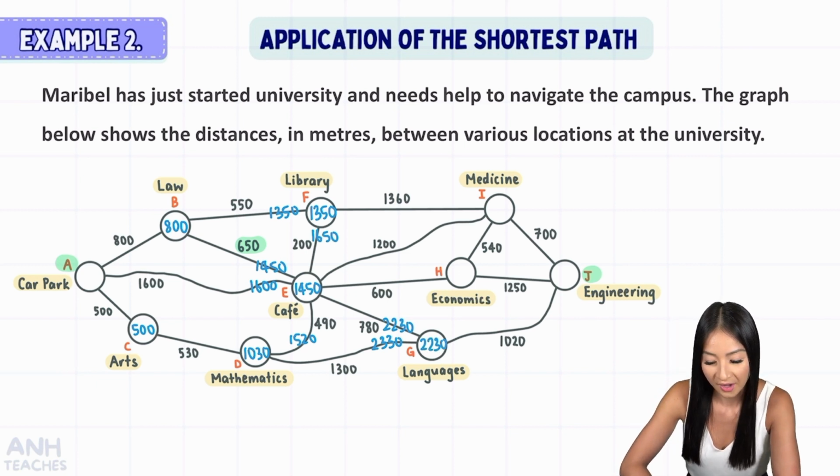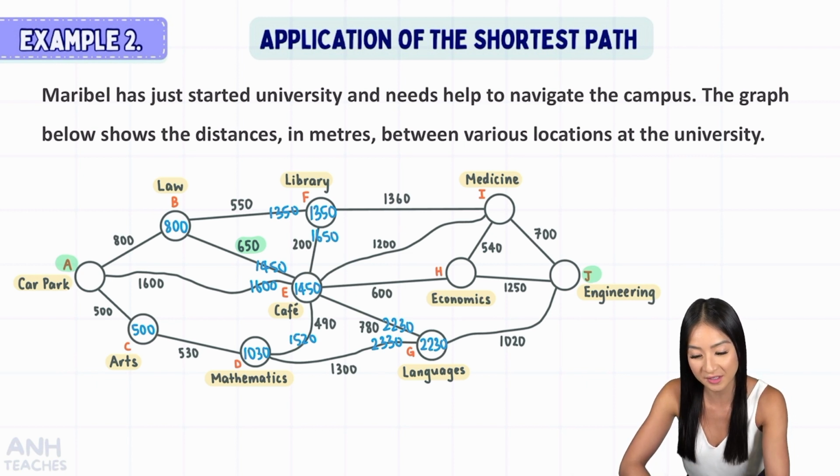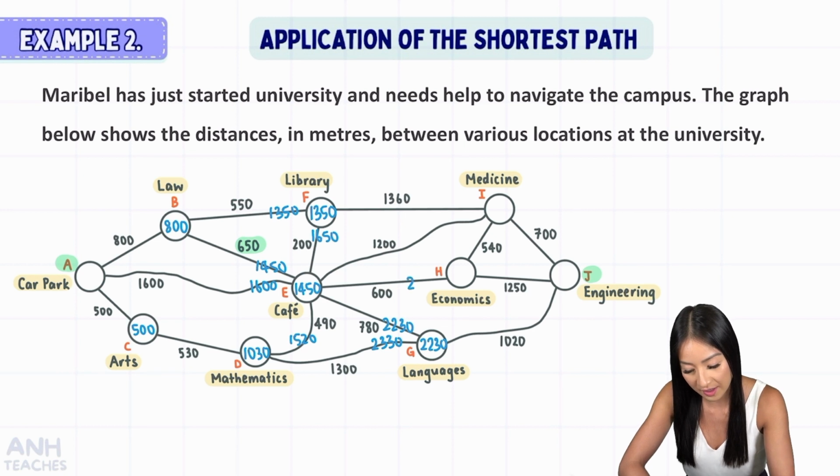Okay, next I'm going to look at vertex H and I. Now, because vertex I has three edges leading into it and one that comes from H, I'm going to start with H first. So it looks like my only real option is 1450 plus 600. That's 2050. Well, may as well just write that straight into the vertex.